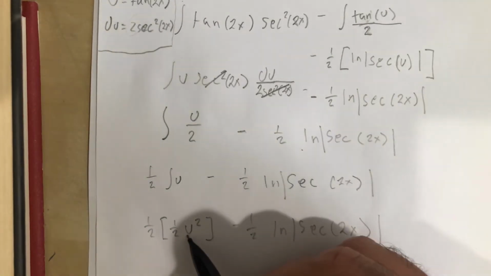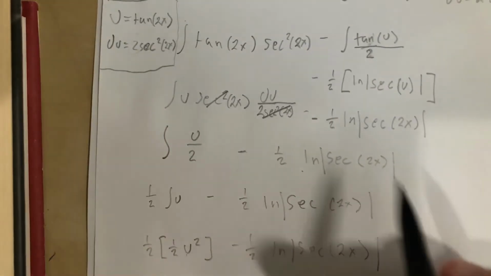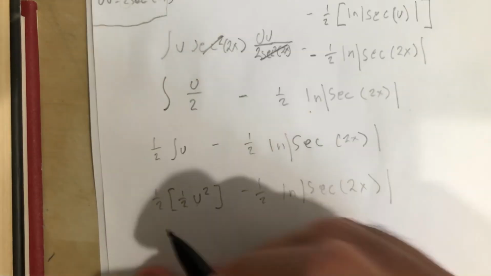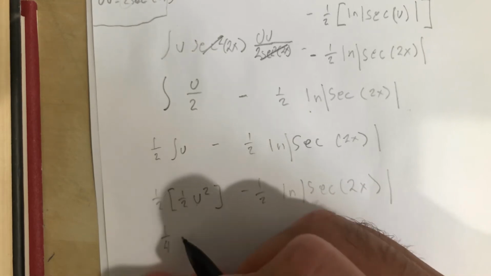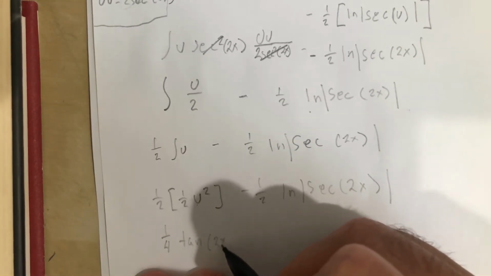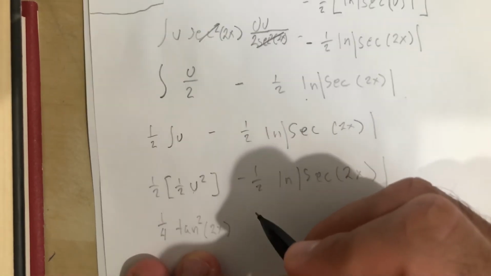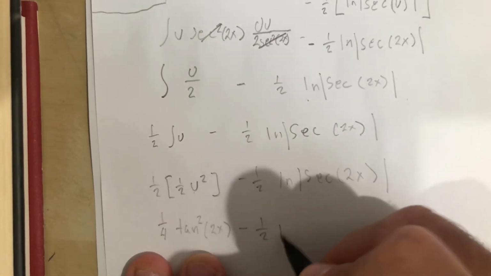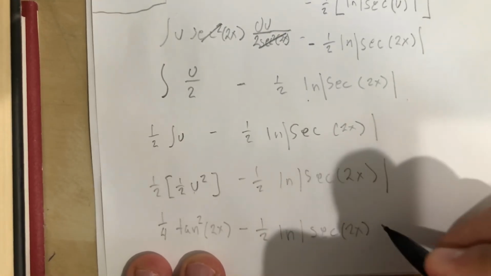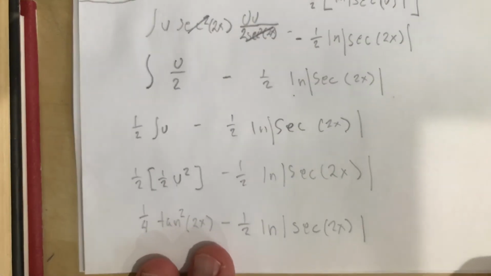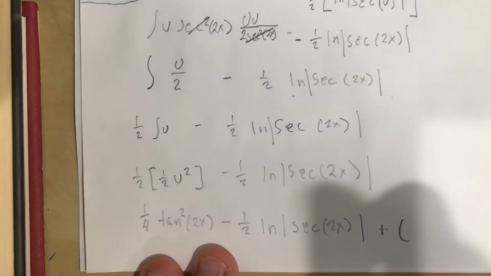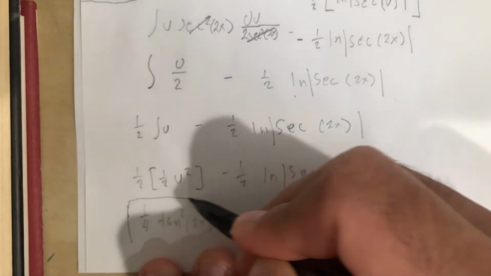So then we replace the u right here, so we'll have tangent 2x. So this is going to be now 1/4 of tangent 2x, and this is going to be squared, minus 1/2 ln secant 2x, plus c, because we have indefinite integrals. This is going to be the final answer.